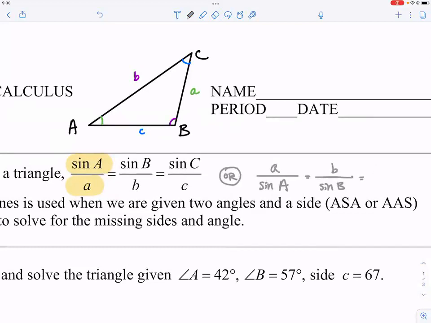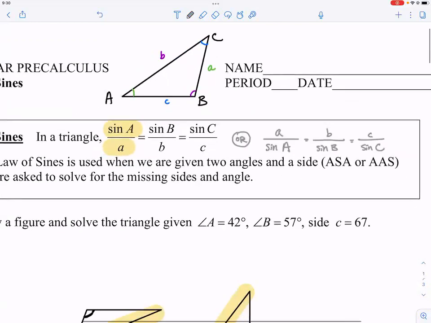It depends on what situation you're dealing with. We'll use these accordingly. Now, we don't have to write all three together. What we're showing here is that these three angles and these three sides have this relationship together.